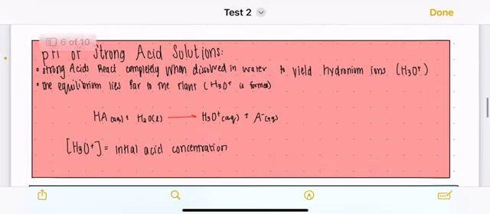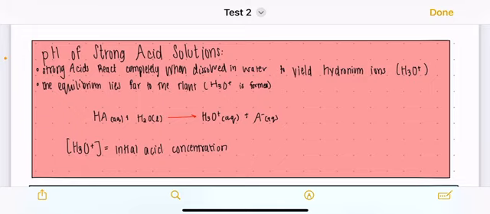pH of strong acid solutions. When determining the pH of strong acid solutions, we must understand that strong acids react completely when dissolved in water to yield hydronium ions. The equilibrium lies far to the right, which means hydronium ion is formed. Because all of the initial acid concentration reacts to form hydronium ion, the concentration of hydronium ions is roughly equal to the initial acid concentration.